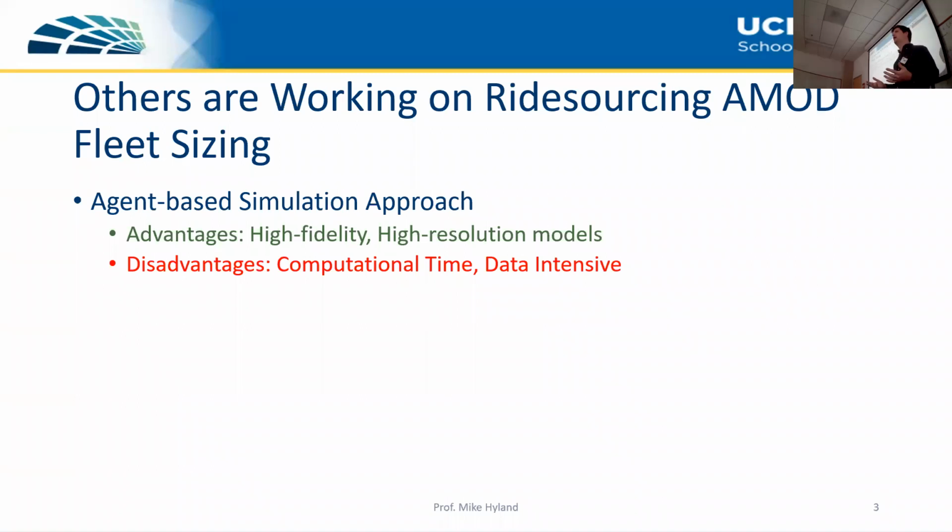Disadvantages, computational time certainly is one of them, but I think the really big downside is how data intensive these are. If you want to calibrate them accurately, you just need tons of data that's not readily available from any one source. If I could get data from Uber, and I could get data from the City of Los Angeles, I could probably calibrate these agent-based models, but I can't really do that right now.